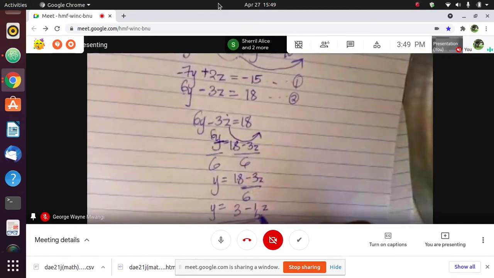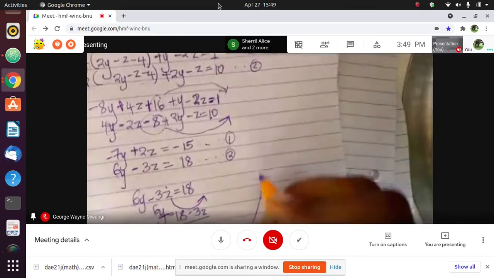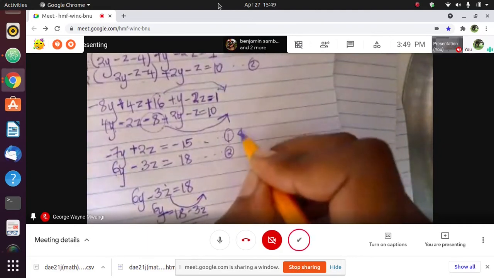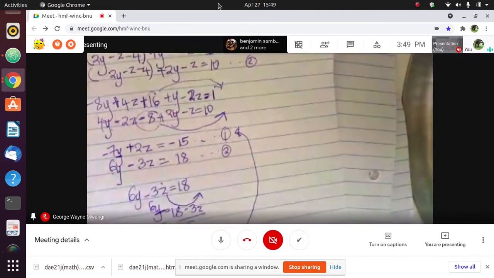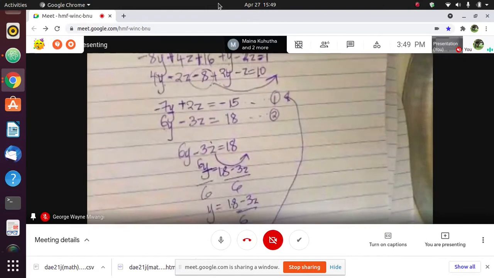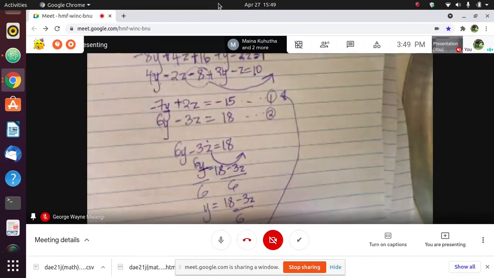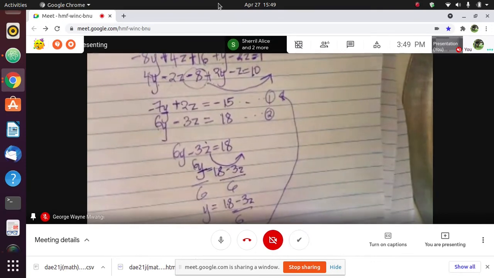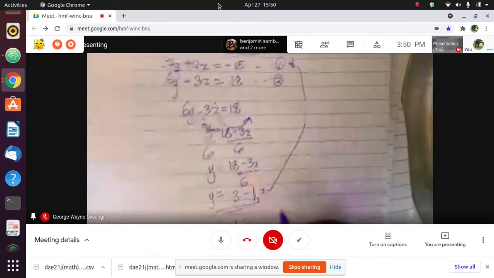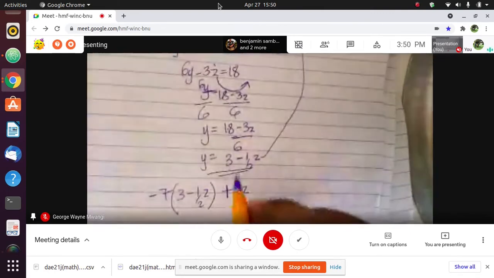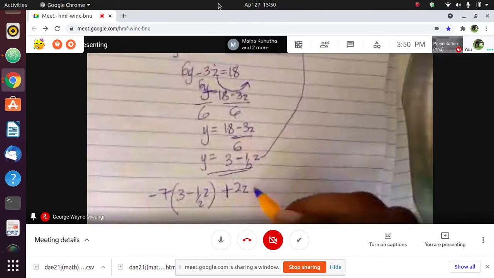Now we will replace this value of y and substitute it to the value of y in the first equation. So minus 7, taking the value of y as 3 minus a half z, plus 2z is equals to minus 15.